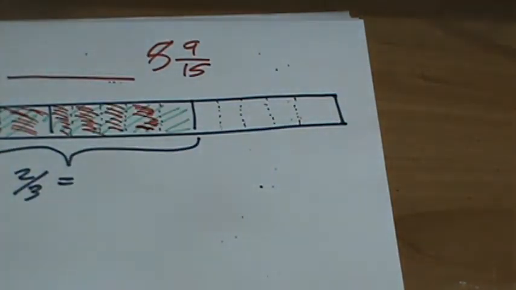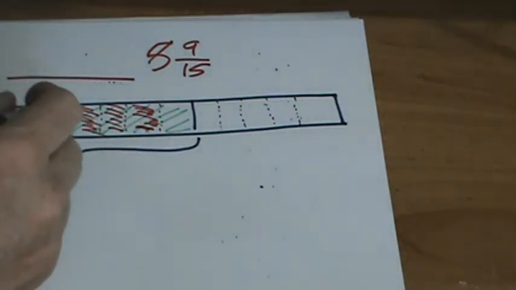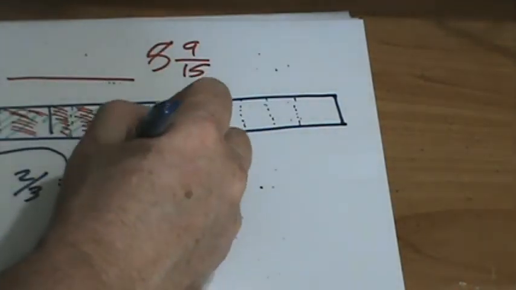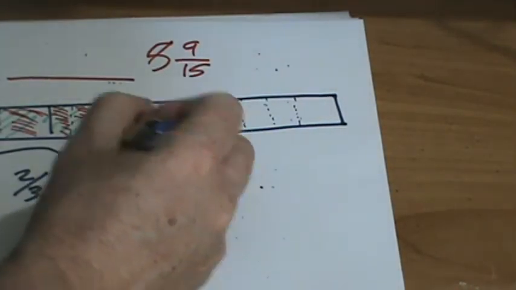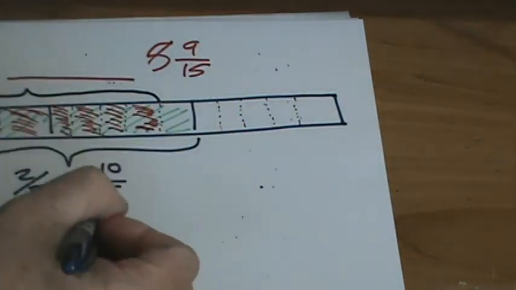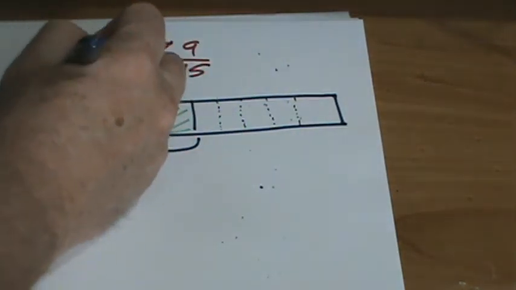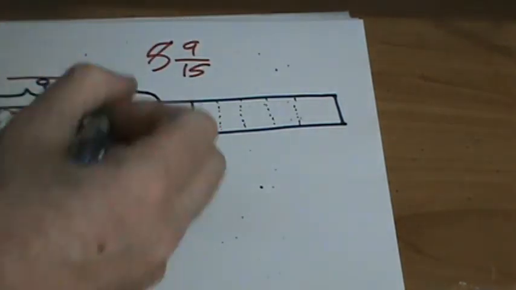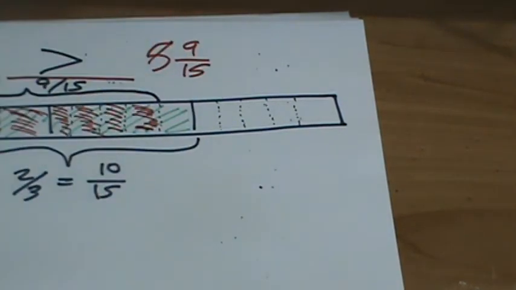So we can see that 9/15 is less than 2/3. There's the 2/3. And 2/3 was equal to 1, 2, 3, 4, 5, 6, 7, 8, 9, 10/15. Right? So 10/15 would definitely be more than 9/15. So Annie Alligator is going to eat 5 and 2/3.